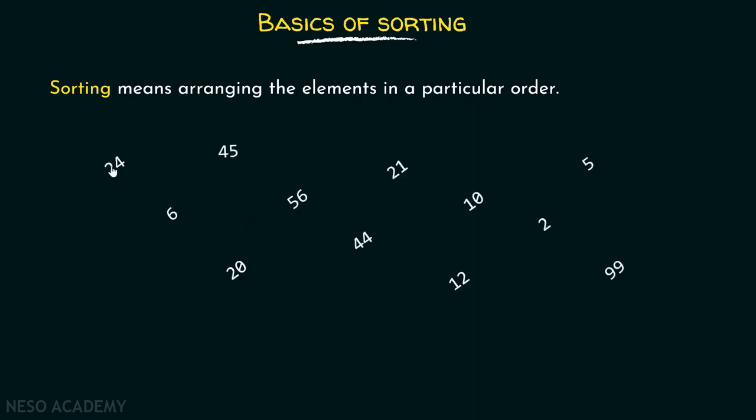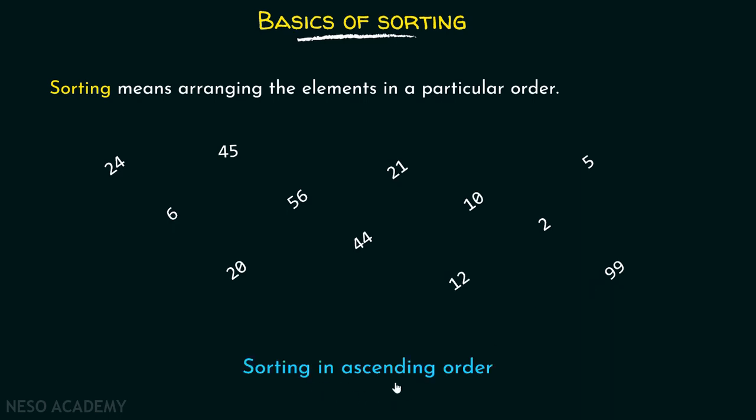Let us suppose these are the elements we have currently and they are randomly placed over here. Our target is to sort them in ascending order. That means the smallest element will come at the first position, second smallest element must come at the second position, and so on. Let's find out the smallest element over here. You can see that this is the smallest element, right? So let's take this element and place it in the first position.